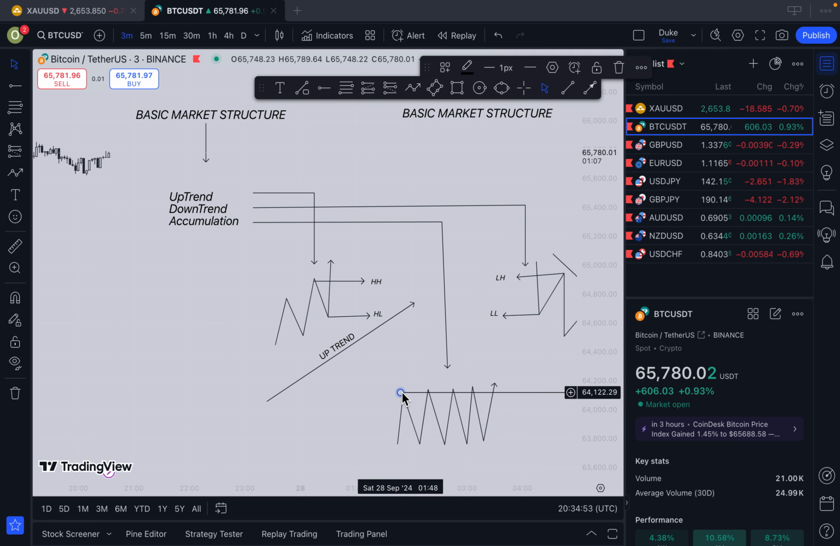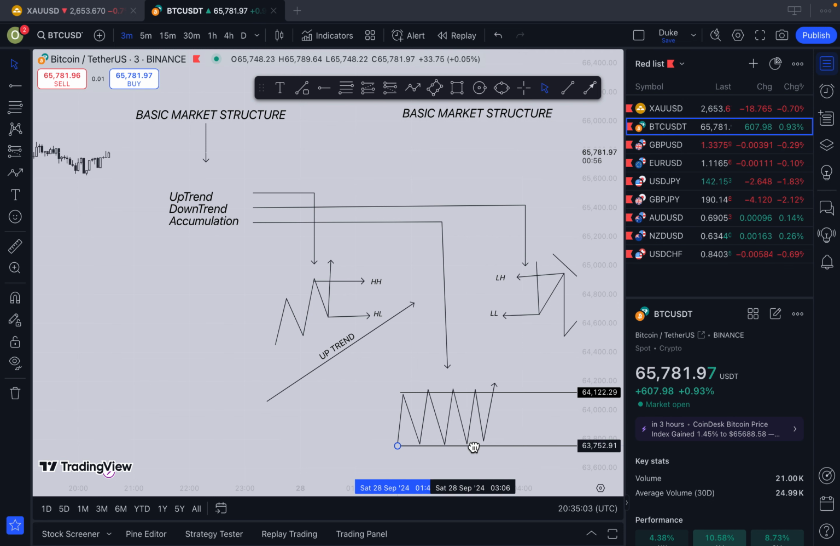Here sometimes they leave equal highs. Sometimes it might be equal, not every time; most times it's not equal. But if you look well, you know that the market is ranging. This is what we call our ranging market.